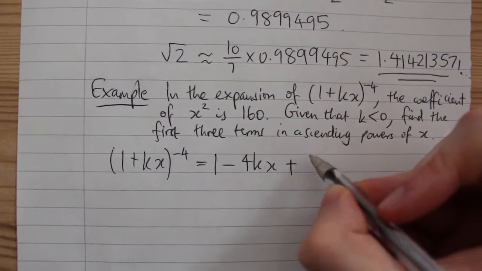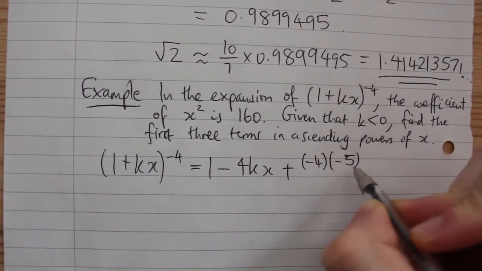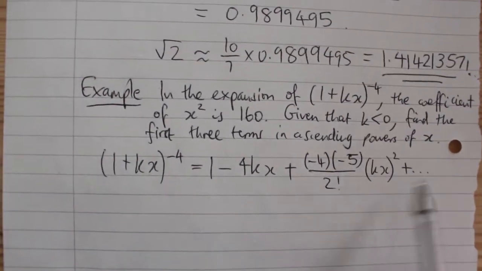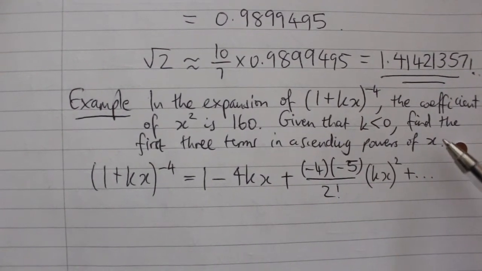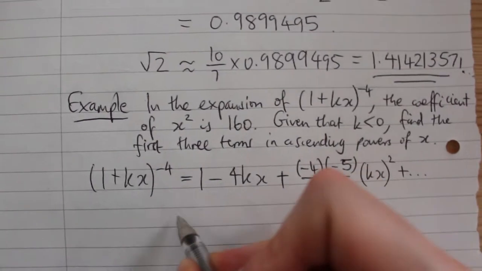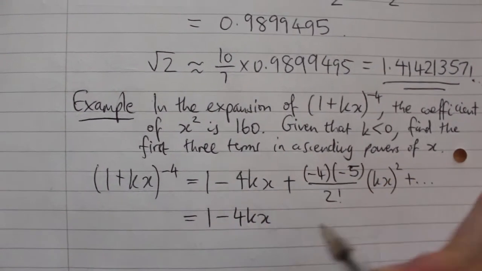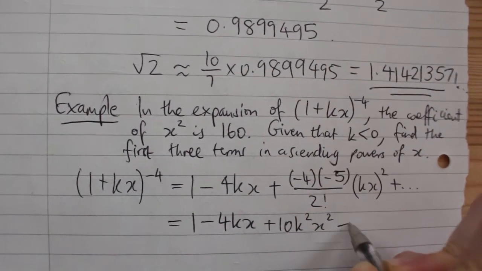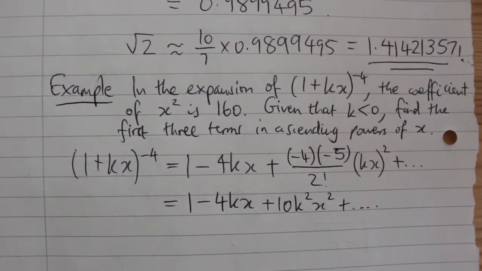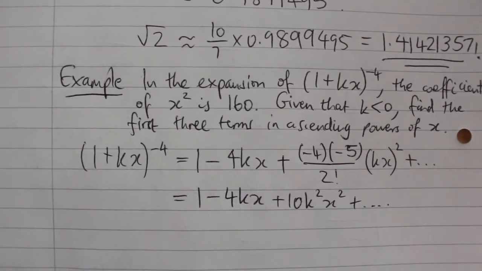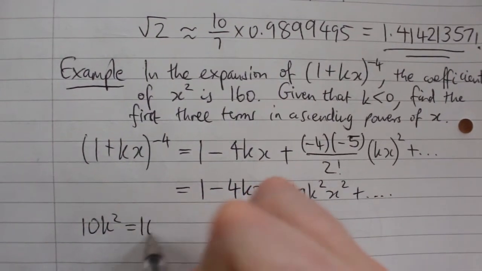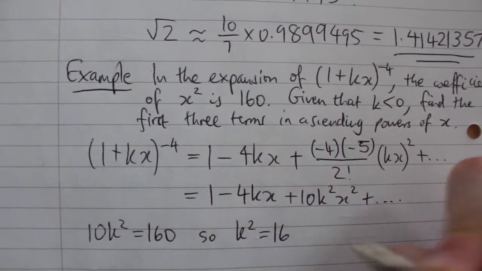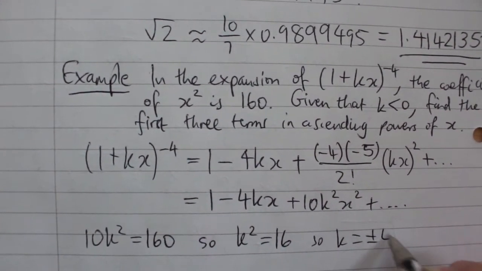And then the next term is n times n minus 1 over 2 factorial times kx all squared. And we don't need to go any further than this because we're only asked to find the first three terms in this question. So this simplifies to give us 1 minus 4kx, and then this is 20 over 2, so it's 10k squared x squared. And then we're told the coefficient of x squared is 160. So we know 10k squared is 160. And this tells us k squared is 16, so k is plus or minus 4.